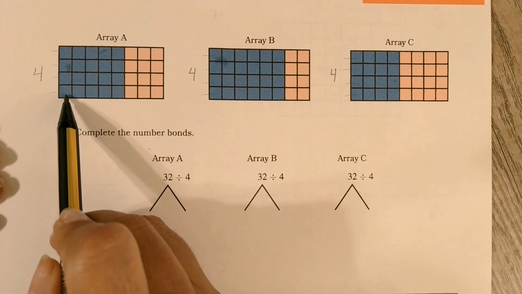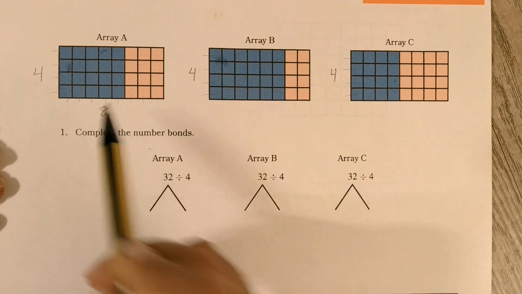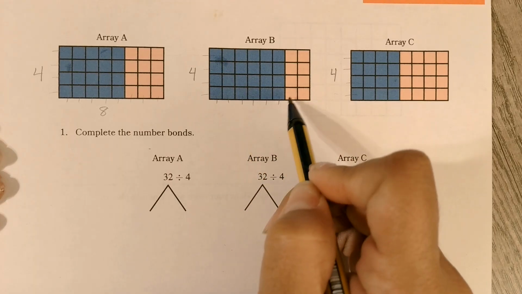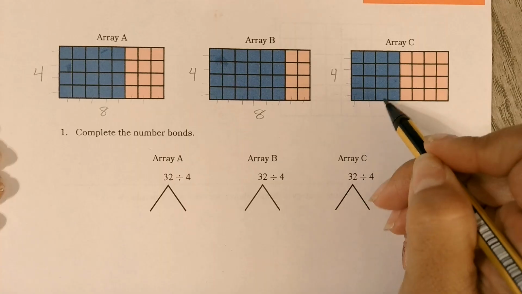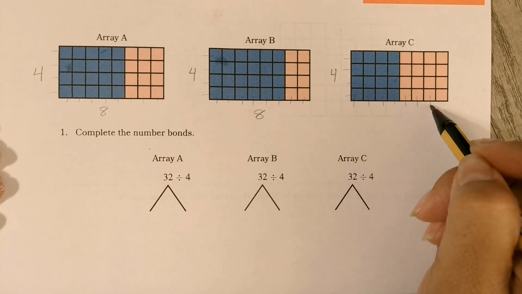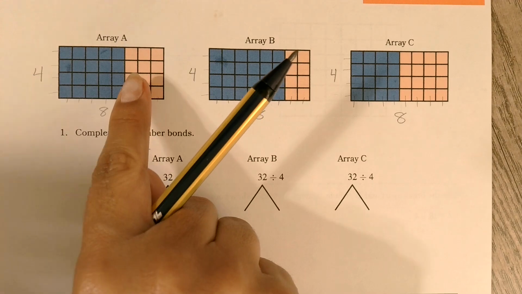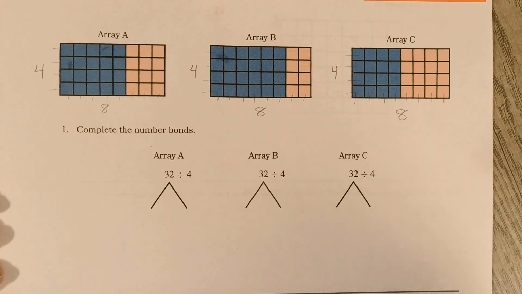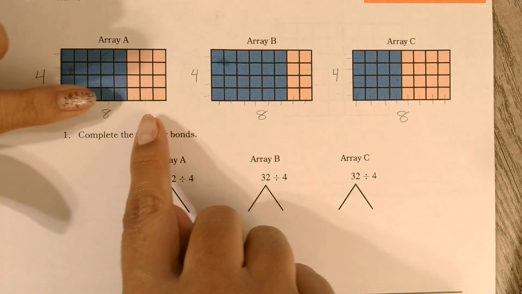Now if you check here, 1, 2, 3, 4, 5, 6, 7, 8. This one has 8 columns. This one has 8 columns, and this one has 8 columns. So all arrays, array A, array B, and array C are the same array. However, they are broken up differently.